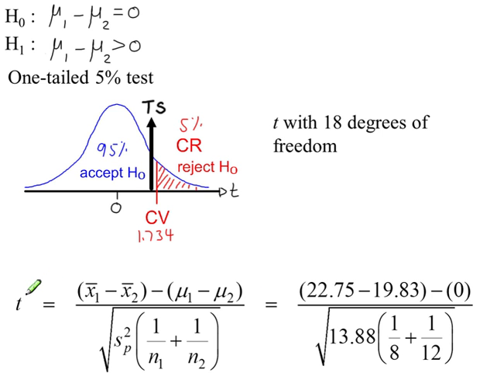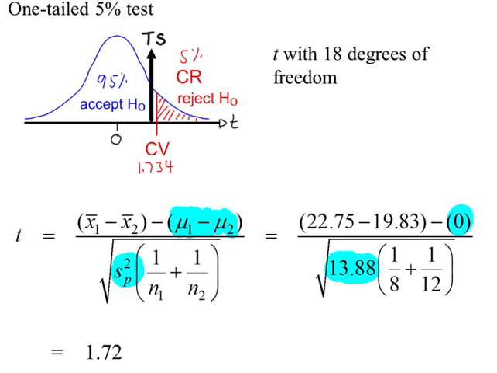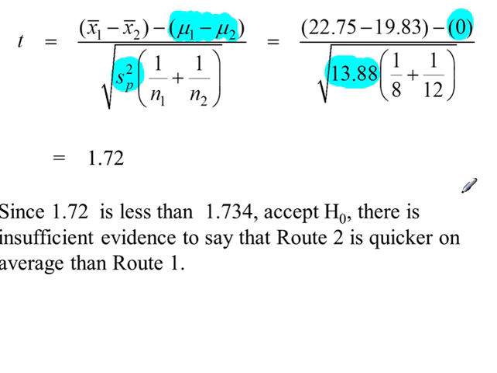So our test statistic T will use this value from H0, which is 0 here, our S_P squared value that we've already calculated. Our test value is 1.72, which is less than 1.734, so we're going to accept H0, and our conclusion in context.